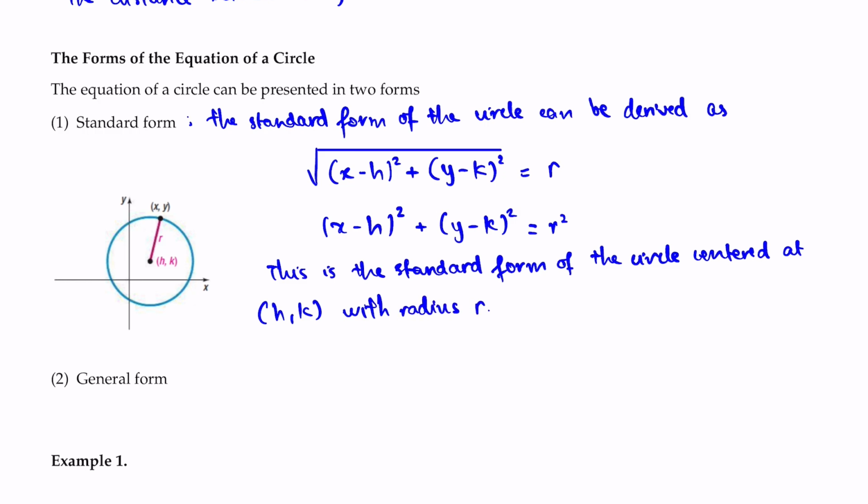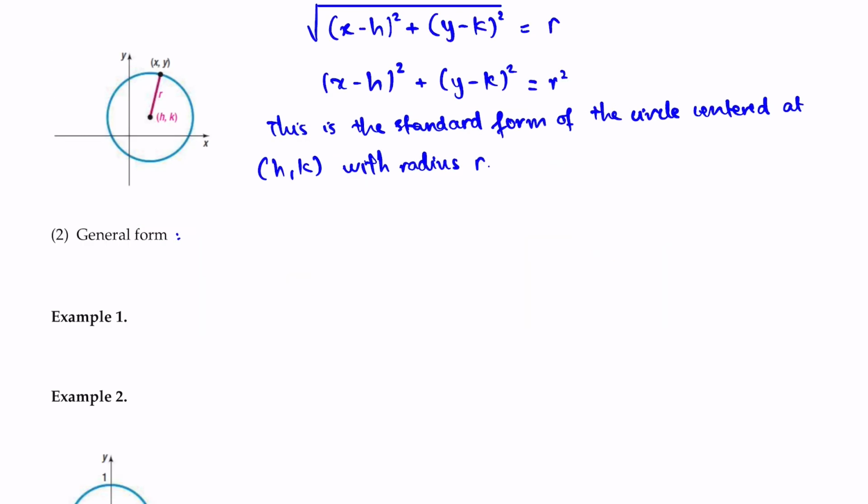Now, how can you get the equation of the circle in the general form? What you do is basically you start with the standard form, you expand x minus h squared, you expand y minus k squared, combine like terms, and you're going to get the general form of the equation. I'm not going to go into too much detail of how to get that. Now, for the general form, you're going to have x squared plus y squared plus ax plus by plus c equal to 0, where a, b, and c are constants.